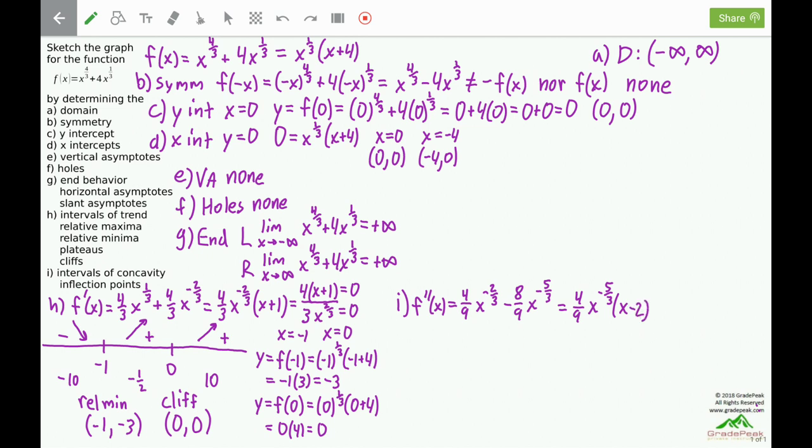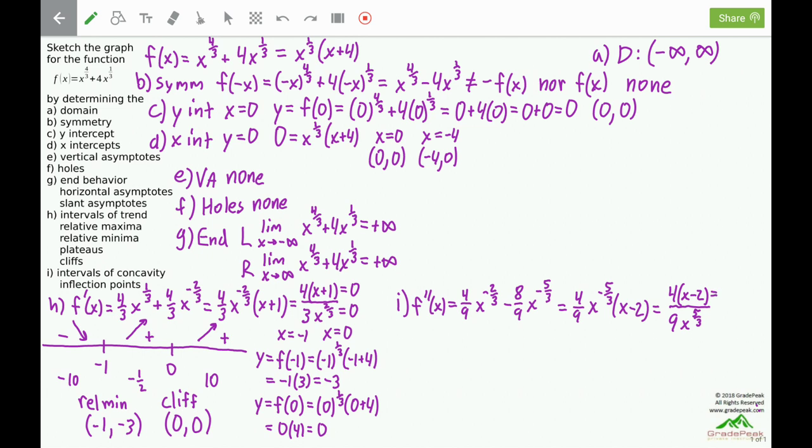We want all powers to be positive, so we will move the x to the negative 5/3 to the denominator. The 4 stays in the numerator. The x minus 2 stays in the numerator. There's a 9 in the denominator, and the x to the negative 5/3 moves to the denominator to become x to the positive 5/3. So we now have the second derivative written as a single fraction. All powers are positive. It is fully factored.